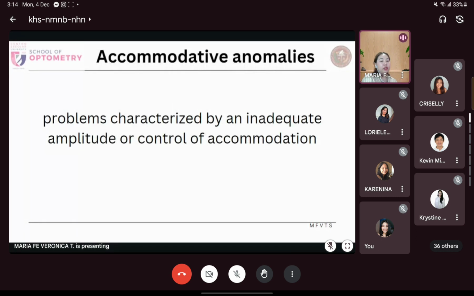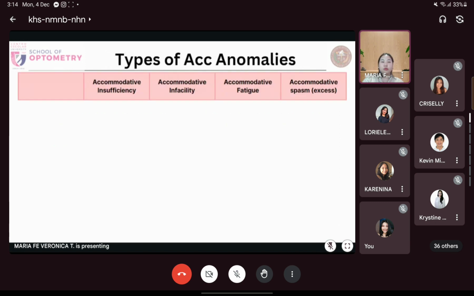So we're done with the binocular vision anomalies. Ngayon naman, we will proceed with the accommodative anomalies. So, ang accommodative anomalies naman are brought about by inadequate amplitude or yung control of accommodation natin. There are 4 main types of anomalies. First, we have the insufficiency, the infacility, yung fatigue, and the accommodative spasm or the accommodative excess. So how do we differentiate them? Dito, when it comes to accommodative anomalies, we would differentiate them according to their signs and symptoms.